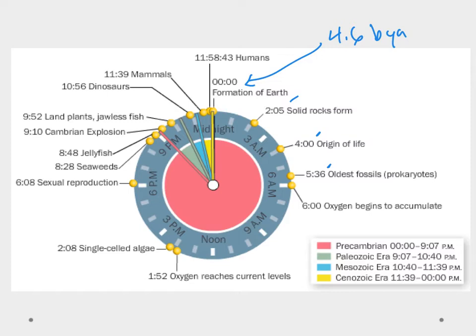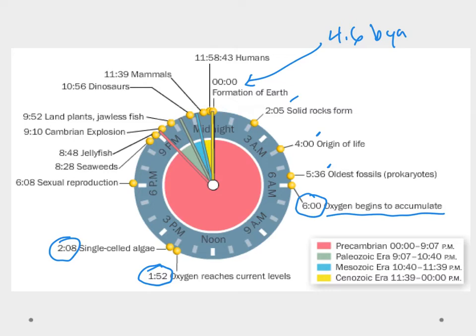And then we notice here at 6 o'clock a big change. Oxygen begins to accumulate. So at 6 o'clock we see evidence of photosynthesis. Okay. At 1:52 in the afternoon, almost 2 o'clock, oxygen reached its current levels. And then we finally get to algae here at 2 o'clock. Okay, and then you can follow up.